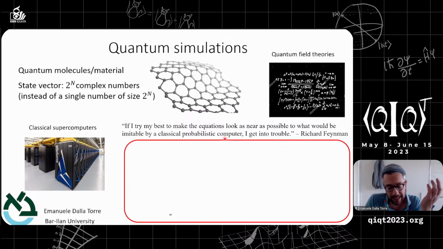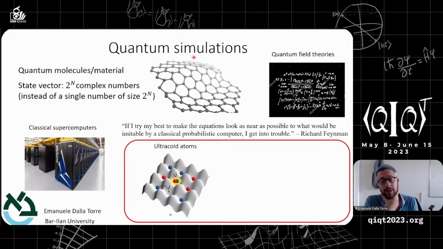Then he suggests an idea for how to deal with this problem, which is that if we can't solve the problem using a classical computer, maybe what we should do is use another quantum system. Why? Because the quantum system also follows the same superposition laws of nature, and therefore it's more suitable to solve a quantum problem. And that's really the idea of quantum simulation.